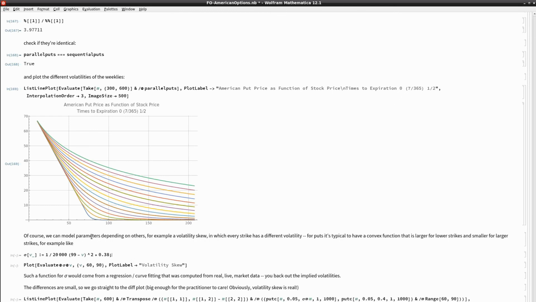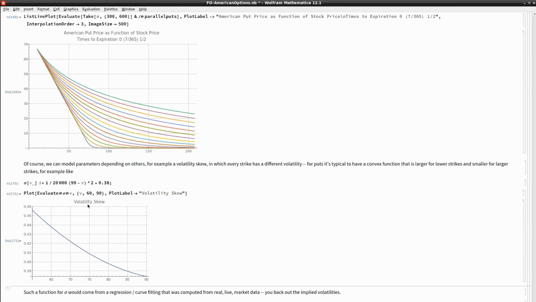We can, of course, model the parameters depending on other factors. For example, let's look at volatility skew again. We had mentioned it before. Here, every strike has a different volatility. For puts, it's typical to have a convex function that is larger for lower strikes and smaller for larger strikes. For example, something like this. Let's define this function and plot it. So this would be a typical volatility skew. So a 60 strike has a volatility of 0.458, 0.456, whatever that is. And the upper strike, for 90, we have 0.38.